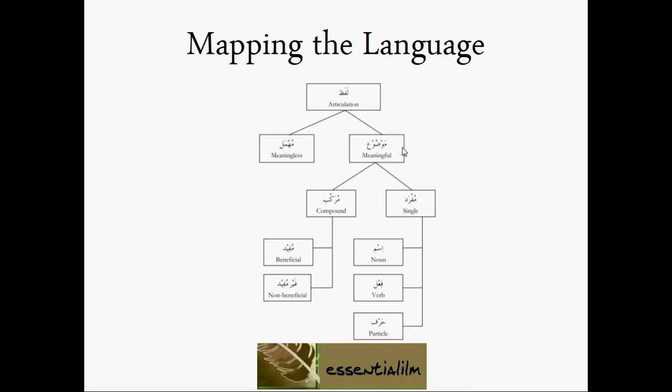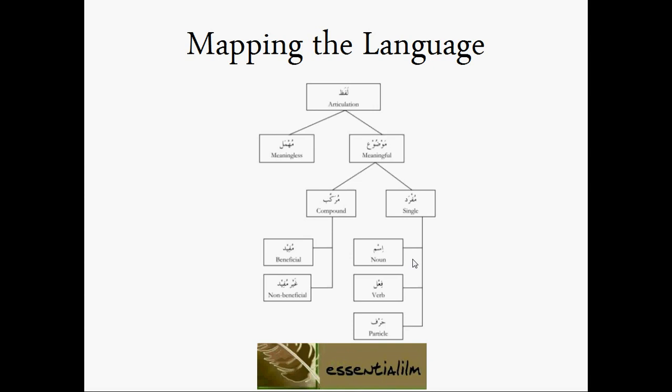And if a word is mawdu', it can either be mufrad or murakkab. Mufrad is single, murakkab is compound. A single word can either be an ism, which is a noun, fi'l, which is a verb, or harf, which is a particle. An ism is a word that has a meaning by itself and it's not connected to one of the three tenses. So basically it has a complete meaning and it's not connected to past tense, present tense, or future tense.